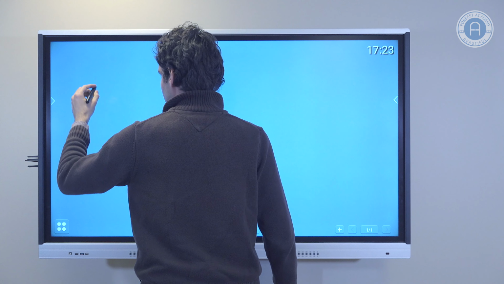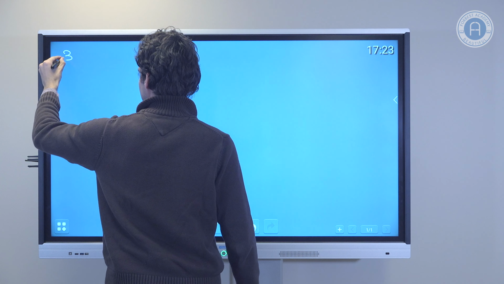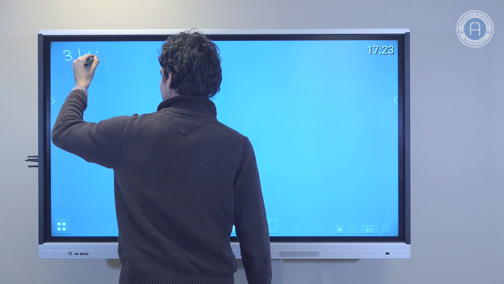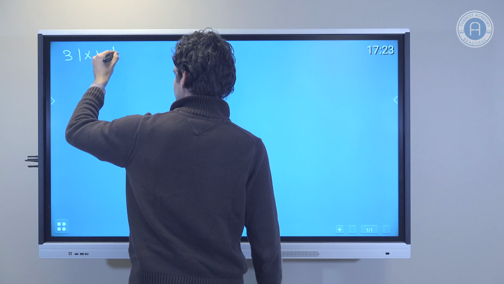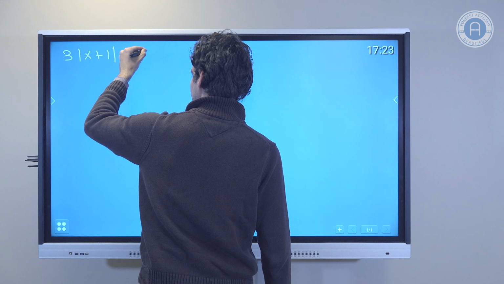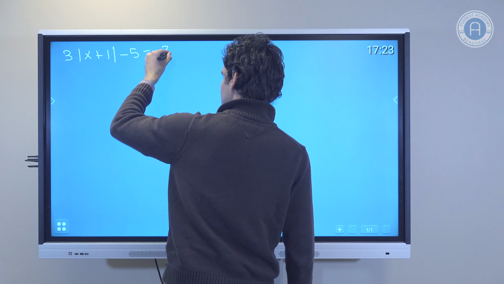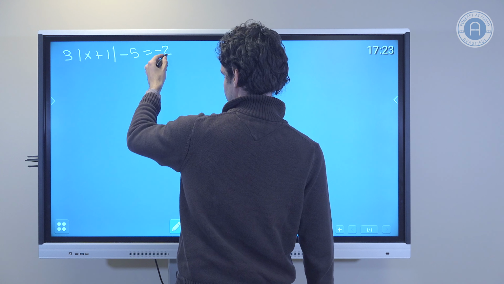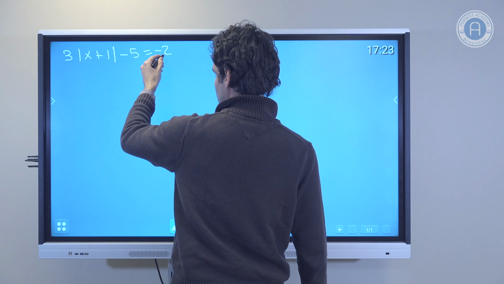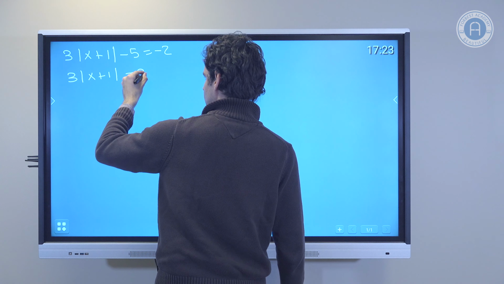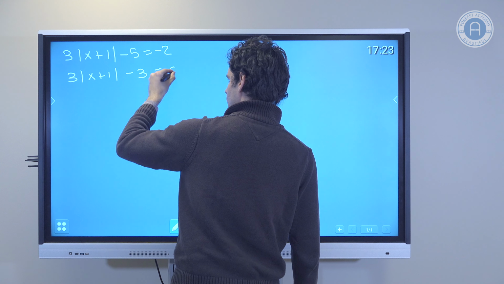Alright, so let's start with the equation. First we're going to bring everything to this side, so minus 2, let's bring it to the other side. So that will be minus 3. All of that equals 0.